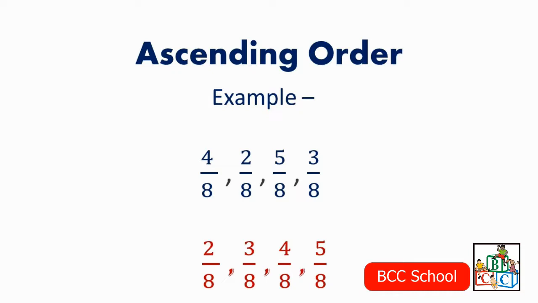Let us now start by arranging the fractions from the smallest to the largest. The smallest fraction is 2/8. And then we have 3 over 8, and then 4 over 8, and finally 5 over 8.